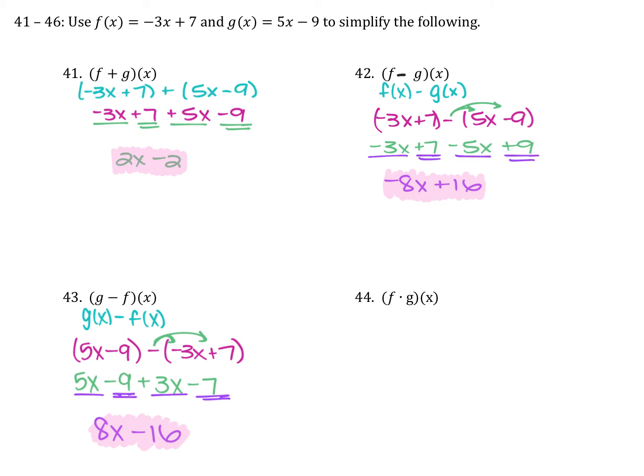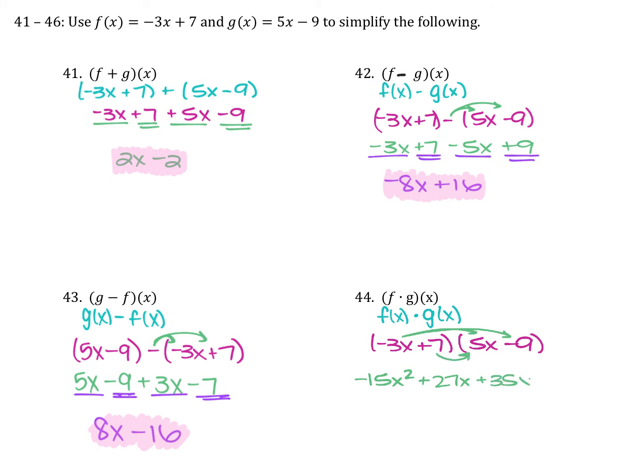For 44, we are doing f times g of x. So this is the same thing as saying take f of x and multiply it by g of x. So we said that f of x is the negative 3x plus 7, and the g of x is the 5x minus 9. So we're just going to FOIL this out. So the negative 3x times 5x is negative 15x squared. Then the negative 3x times negative 9 is a positive 27x. The 7 times 5 is 35x. And then the 7 times negative 9 is negative 63.